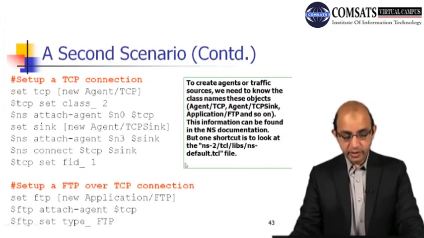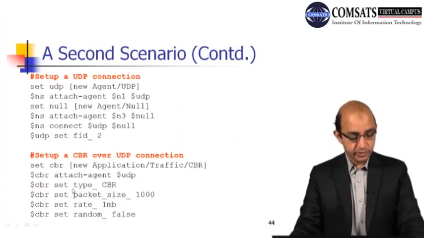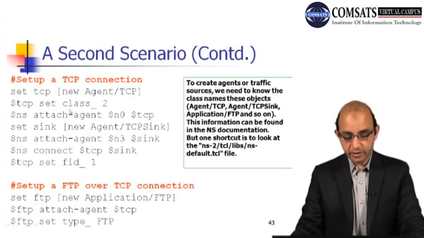Here you can see we are attaching the application agent, new Agent TCP, and a sink agent TCPSink. Again we have to define the source and the sink, and set up the application. FTP over TCP connection, new Application FTP, attach-agent TCP. So this is the application. If I mentioned FTP as a traffic type earlier, that was wrong. FTP is an application actually.